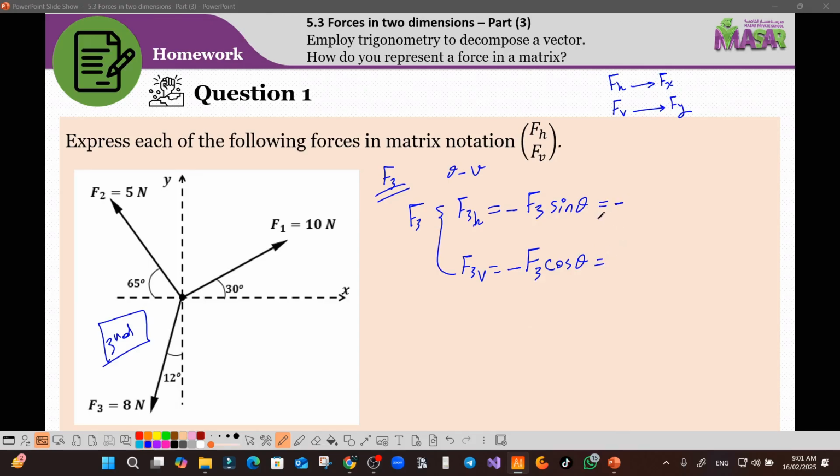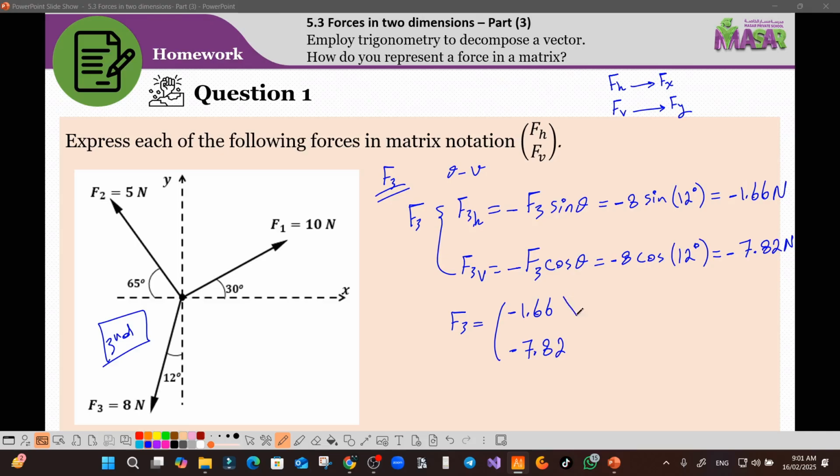Now, minus F3 is given by 8 sine the angle, which is 12. And here we have minus 8. This time we're going to apply the cosine because the type of the angle is with respect to the vertical. Now the values are minus 1.66 Newton, minus 7.82 Newton. So the F3 matrix notation is written as minus 1.66, minus 7.82 Newton.